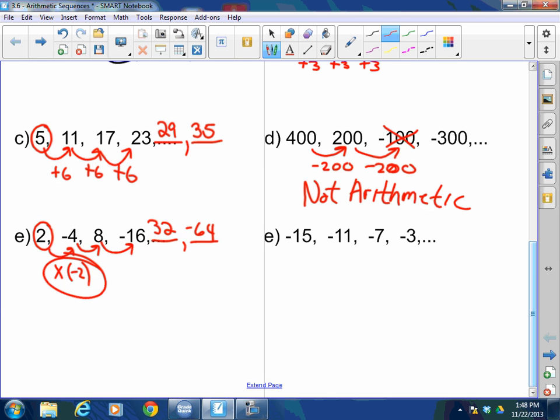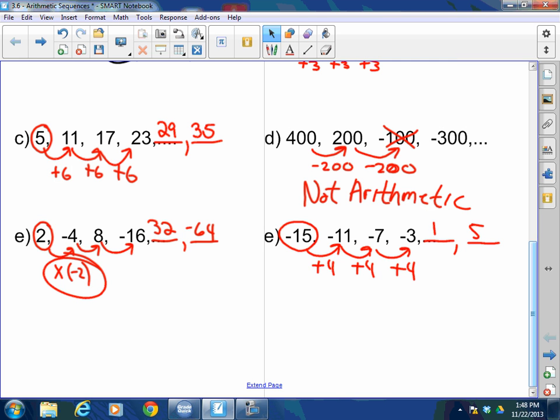And last but not least, how would I describe this sequence here? Start with negative 15, and you're adding 4 repeatedly. Very well done. So what would my next two terms be here? 1 and 5. Very good. So, I'm very impressed. You guys can recognize these sequences pretty easily. I like that. I'm very proud of you.